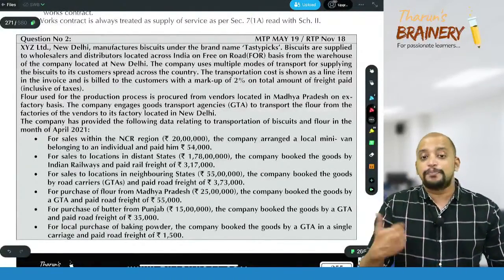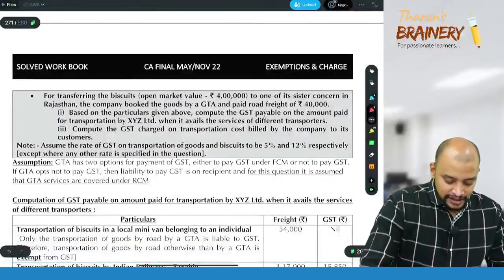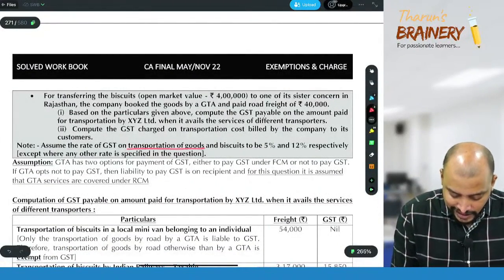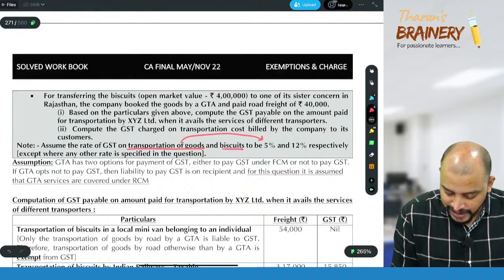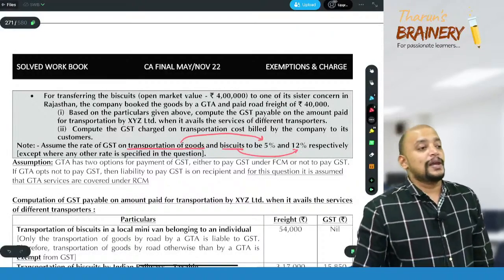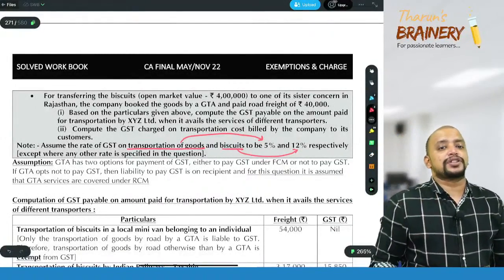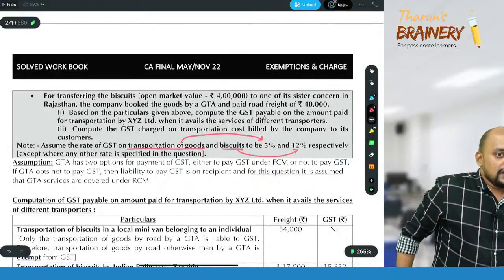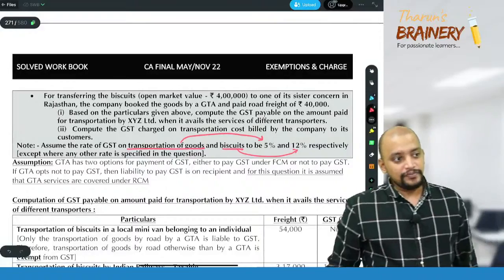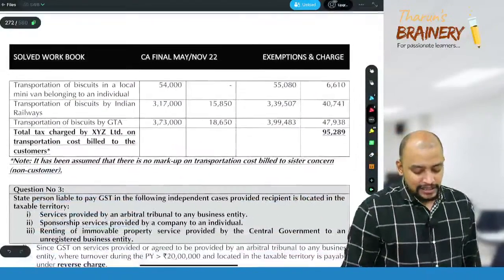Now it is sale of biscuits. Sale of biscuits is taxable at what rate? Transportation of goods is taxable at 5%, and biscuits is taxable at 12%. Therefore, 12% we will take, and 20 lakh 55,000 into 12%. That is their GST liability. Got it?